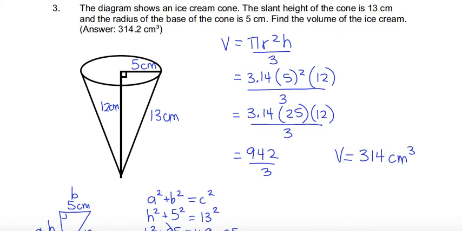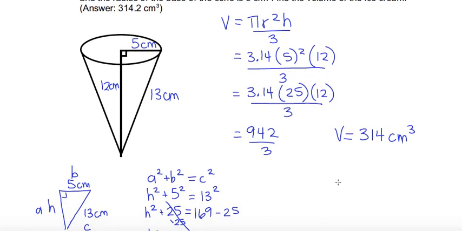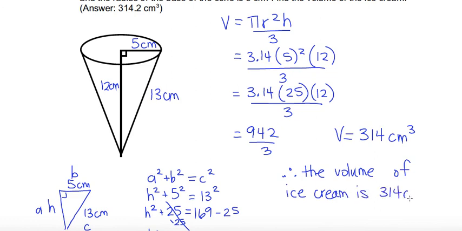And because this is a word problem, I need a therefore statement. So therefore, the volume of ice cream is 314 centimeters cubed.